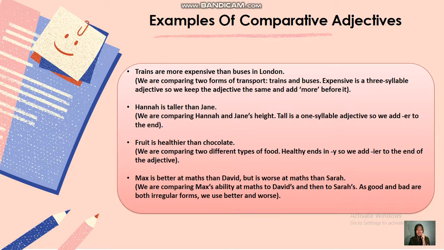Third, fruit is healthier than chocolate. We are comparing two different types of food. Healthy ends in "y", so we change it and add "er" to the end of the adjective. Fourth, Max is better at math than David, but is worse at math than Sarah. We are comparing Max's ability at math to David and then to Sarah. As good and bad are both irregular forms, we use better and worse.